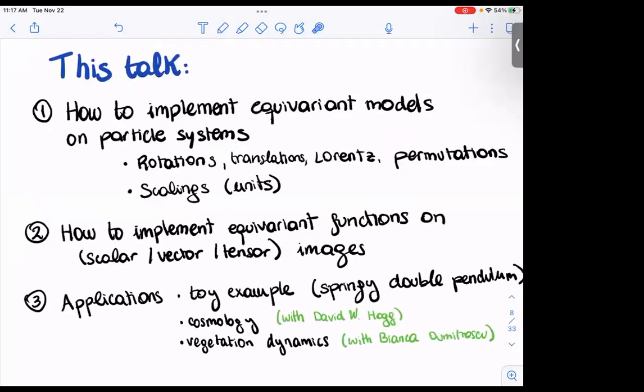In this talk, I'm gonna explain, or maybe I'm gonna do a subset of this, how to implement equivariant models on particle systems, how to implement equivariant functions on scalar, vector, and tensor images. And I have a few applications.